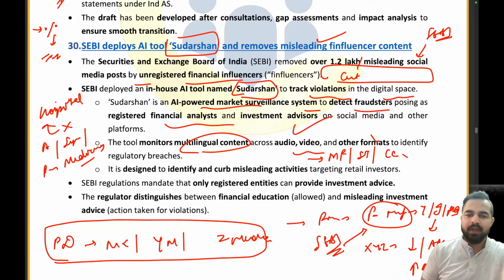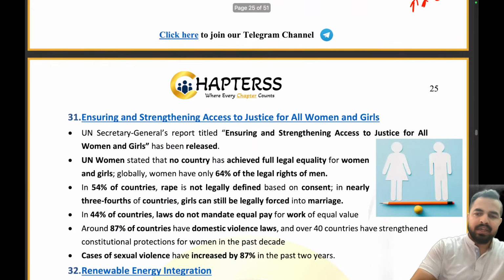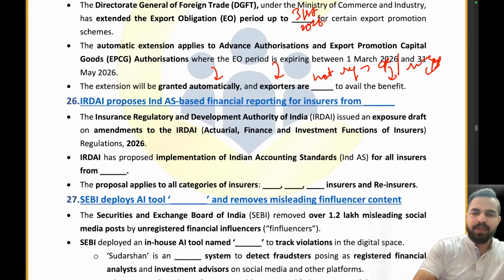SEBI regulations mandate that only registered entities can provide investment advices, and the regulator distinguishes between financial education, which is allowed, that I already told you, and misleading investment advices, that is action taken for the violations. Clear, everyone? Clear to everyone? So what is the name of that AI tool launched by SEBI and removes misleading influencer content? That is the Sudarshan tool. Absolutely right. Clear to everyone? Let's move ahead. So please give me the right answer.